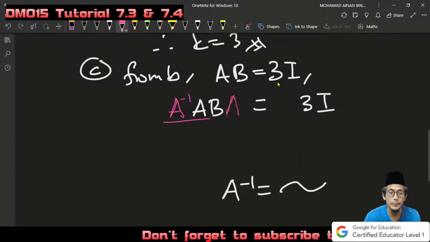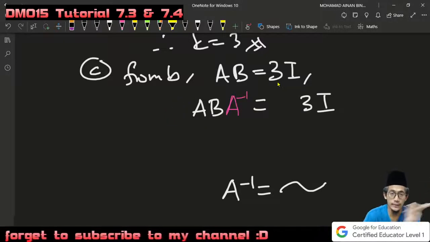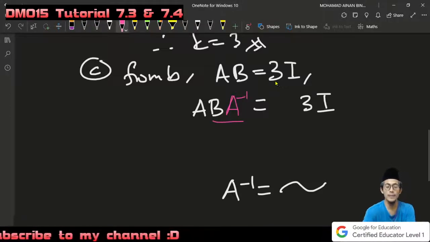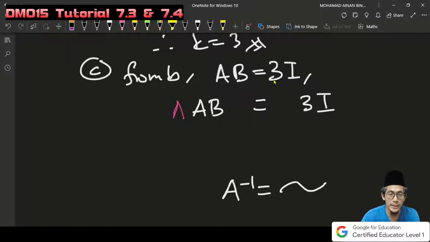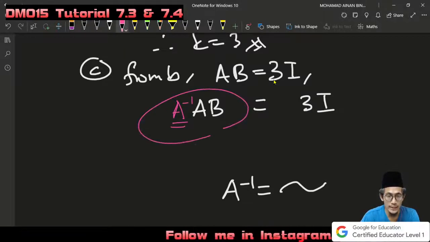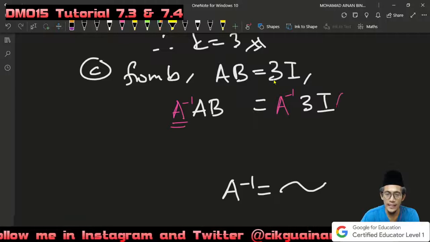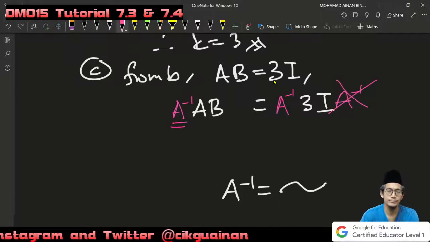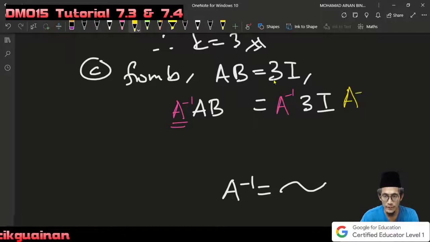Kamu nak letak belah sini pun boleh, no problem. Tapi dekat senarai tadi, tak ada B multiplied by A inverse sama dengan apa-apa. Okay, so if you put it over here, then you will get nowhere. So please put A inverse over here, in front, on the left hand side. Jangan letak sebelah sini. Salah. If you want to put A inverse over this side, left hand side also kena letak macam ni.